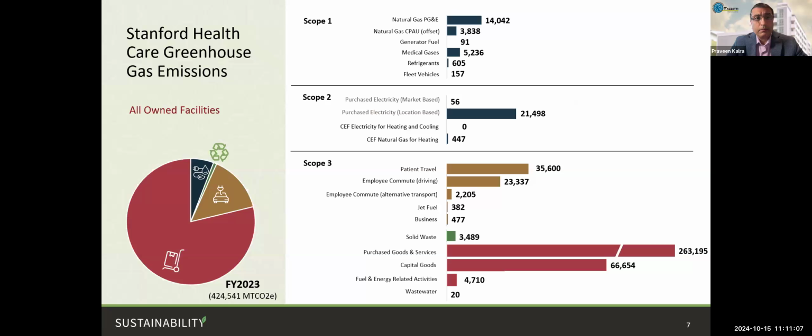Practice Greenhealth provides us a sort of report card of how Stanford Healthcare is doing on carbon emissions. In the fiscal year 2023, our cumulative carbon footprint was roughly around 424,000 metric tons. But if we look at scope 1 emissions, they are roughly around 20,000 metric tons. The biggest driver of our scope 1 emissions were natural gas and electricity, almost 70% of that, 14,000 metric tons. The next biggest contributor to our scope 1 emissions were medical gases, almost 5,236 metric tons.